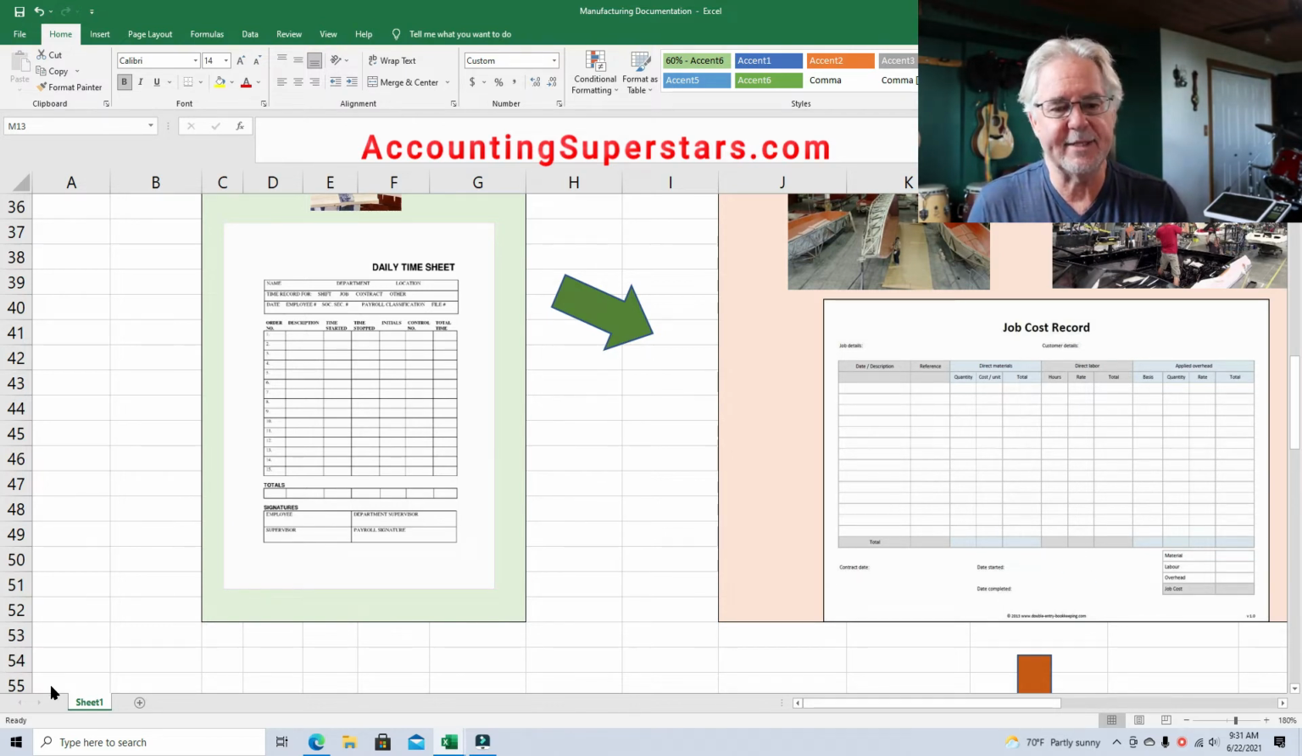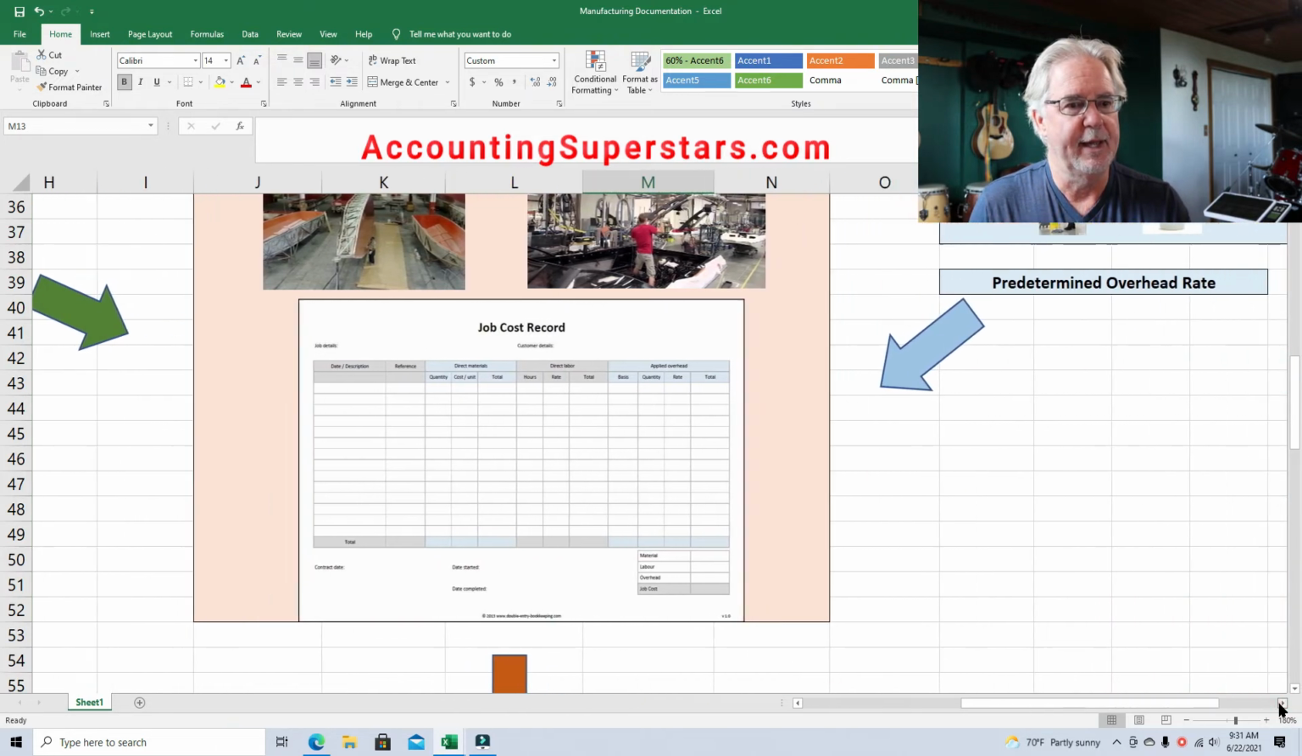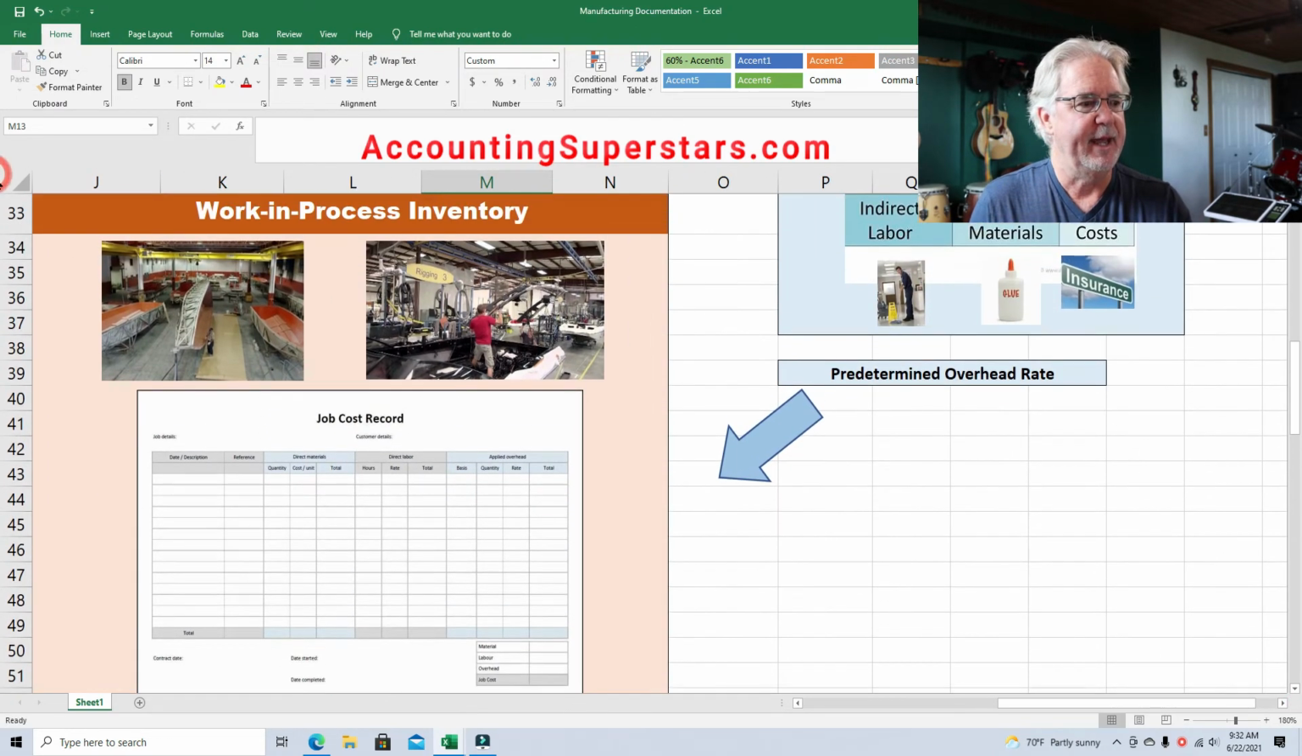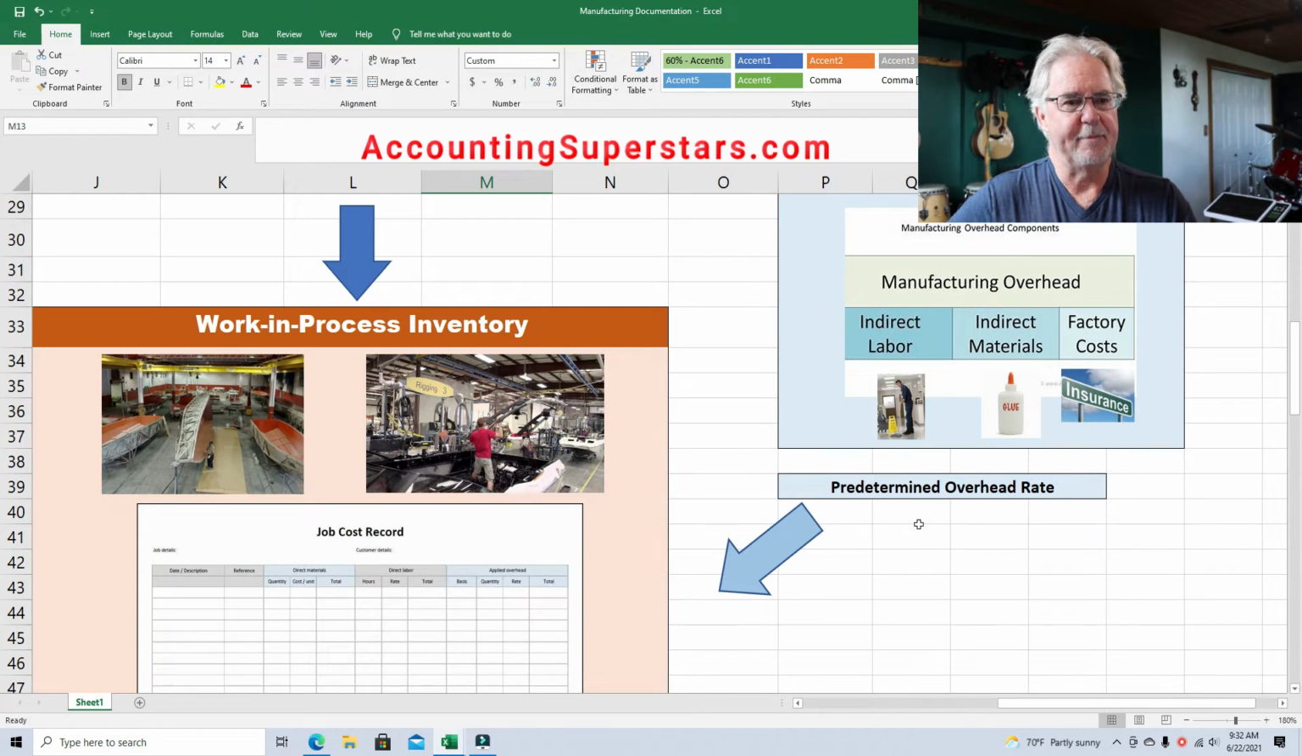Now, the last thing here is the manufacturing overhead. And this is probably the trickiest one for people to understand. I'm not going to go into detail about manufacturing overhead and how this predetermined overhead rate works. I'll save that for another video. But just know for now that we've got 3 different types of costs. We've got materials, and you know how that gets entered in now. And we've got direct labor, and you know how that gets entered in now. Well, we've got this predetermined overhead rate.